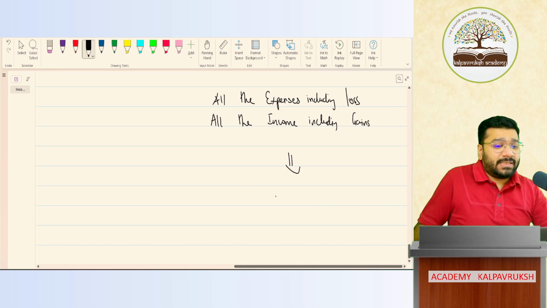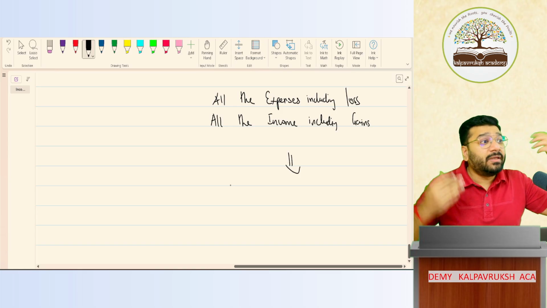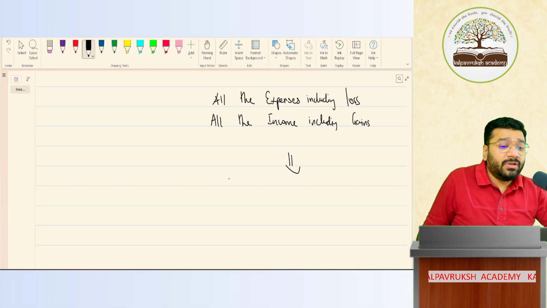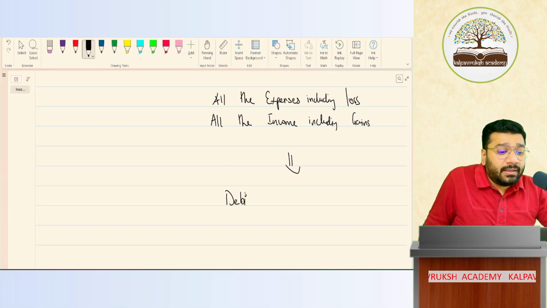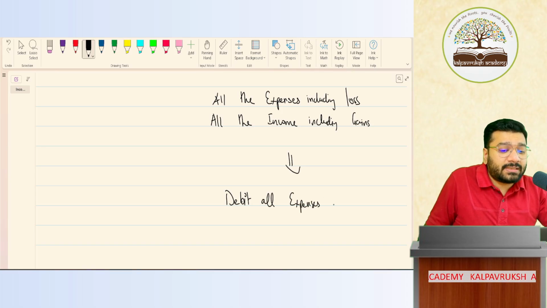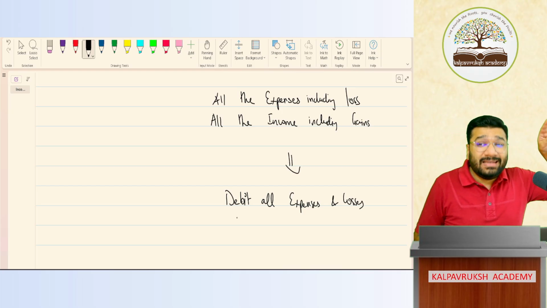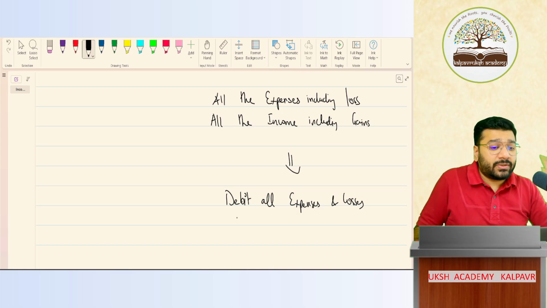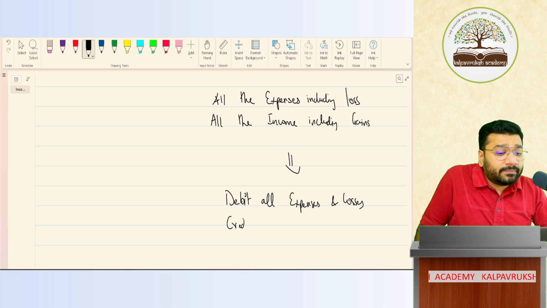Debit all expenses and losses. If you are a loss, debit yourself. So the rule is debit all expenses and losses. And if you are income, if you are a gain, credit yourself. So the rule is credit all income and gain.